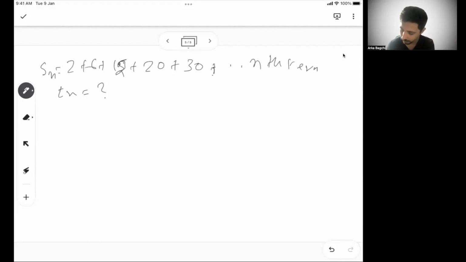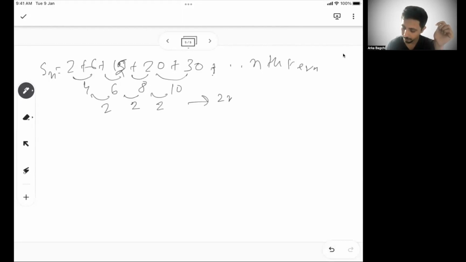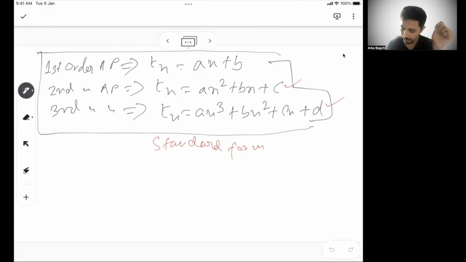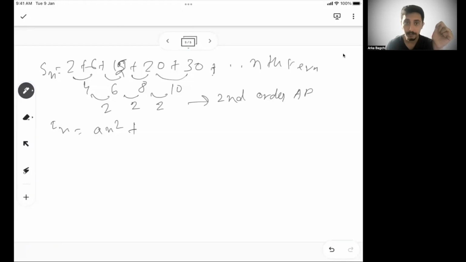The first stage for you is to find out which order AP it is. So it is 4, 6, 8, 10. I know in the first order it is not making an AP because the common difference is not the same. In the second order, it is making an AP. So it's a second order AP. Now, if you identify the second order AP, what is the standard form? The standard form is an square plus bn plus c. So I'll write an square plus bn plus c as my standard form.